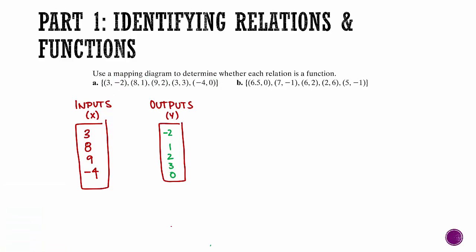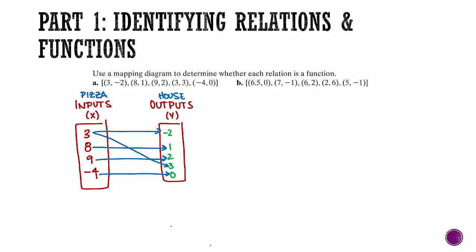So if I put in 3, I get out -2. If I put in 8, I get out 1. If I put in 9, I get out 2. And if I put in 3, which was back up here again, I get out 3 that time. Put in -4, I get 0. Now stop and think of this as pizzas and houses again.